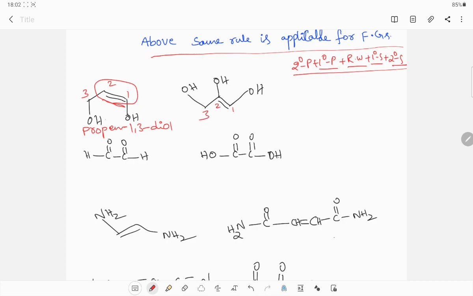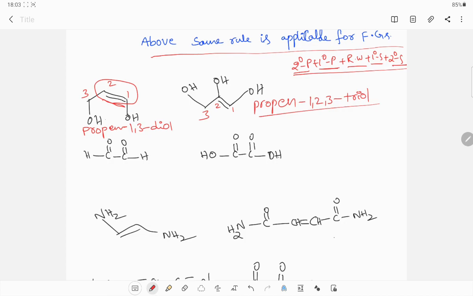Okay. Next, come to the next example. 1, 2, 3. Now secondary prefix not available. Primary prefix not available. Root word is available: prop. The primary suffix is the nature, that is an, propane. Secondary suffix, functional groups, their positions 1, 2, 3, and three means triol. This is the name.